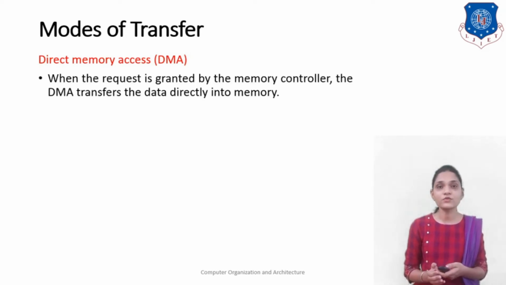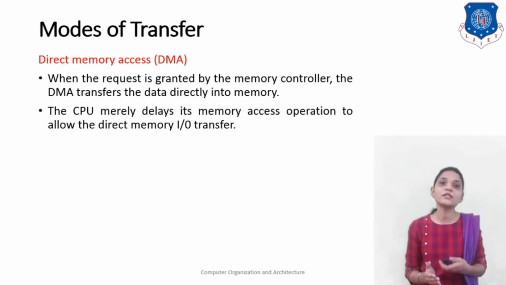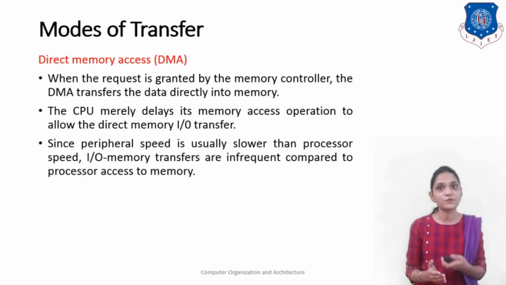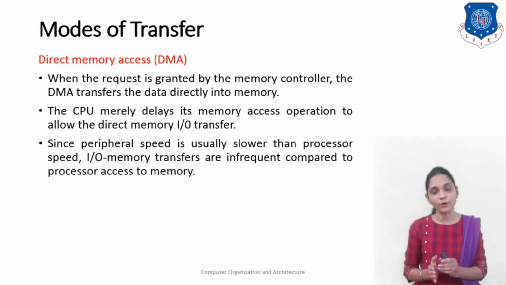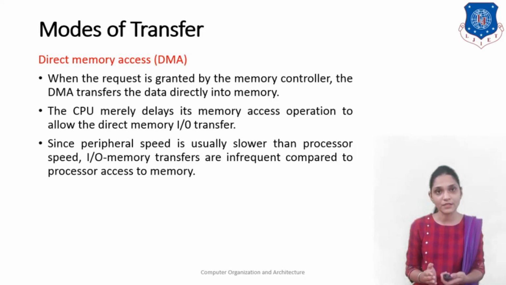Another thing we have to see is that when the request is granted by the memory controller, the DMA transfers the data directly into the memory, and the CPU merely delays its memory access operation to allow the direct memory I/O transfer. Since the peripheral speed is usually slower than the processor speed, the I/O memory transfers are infrequent as compared to the processor access to the memory.